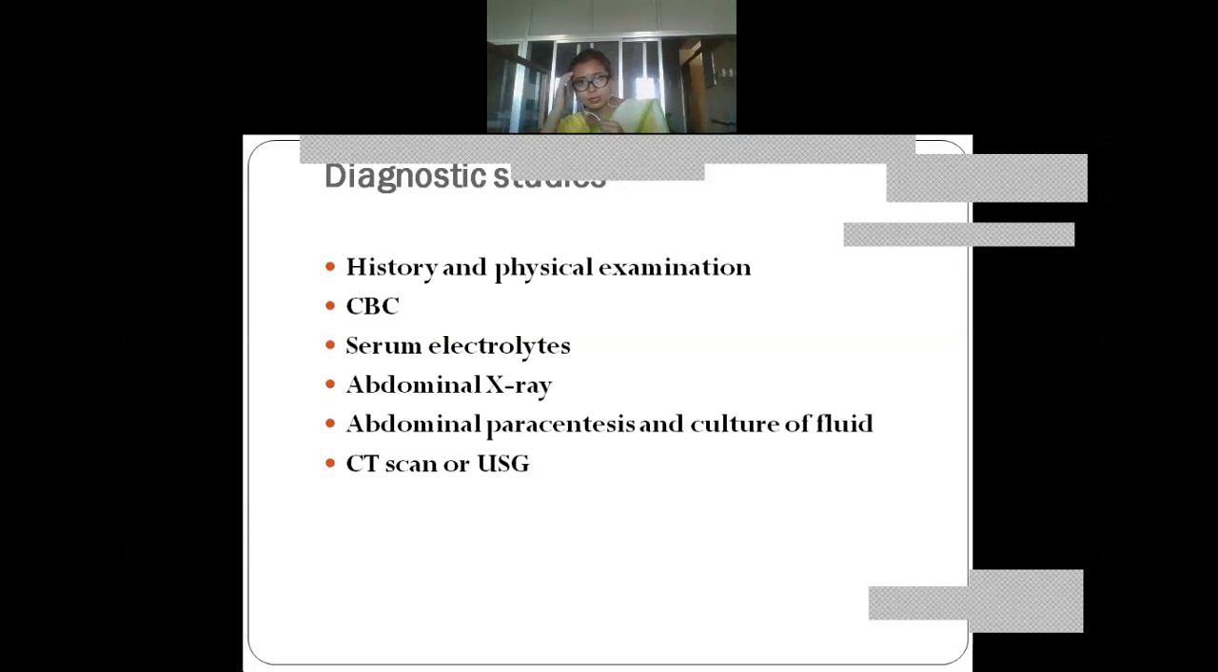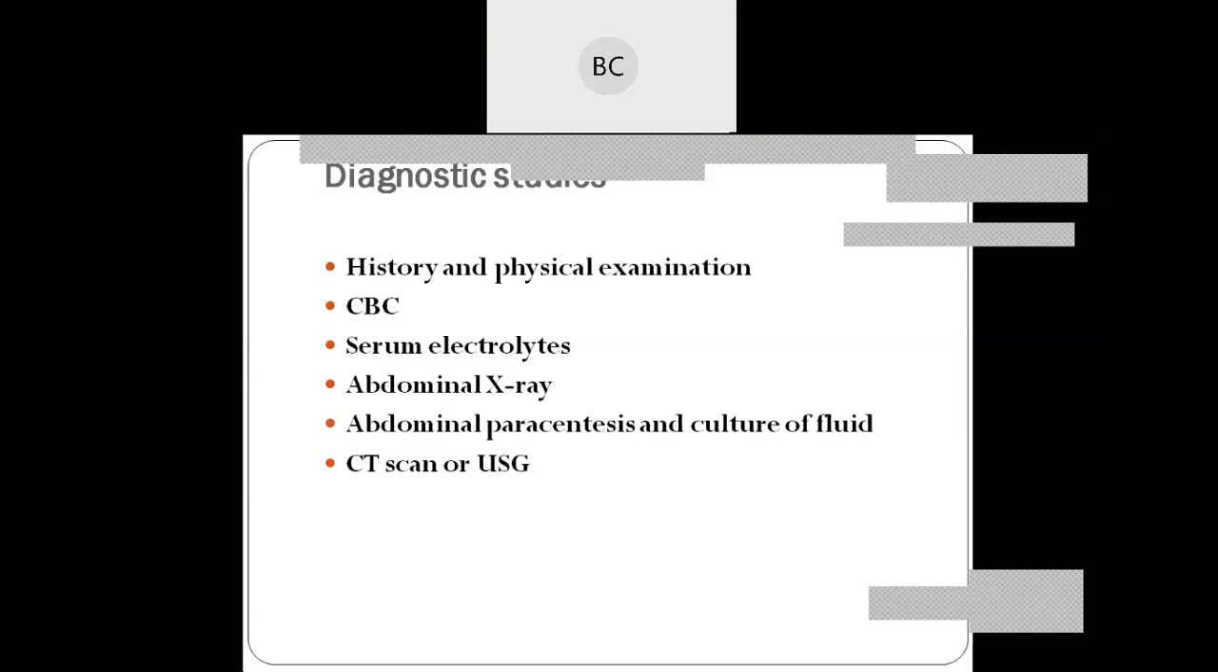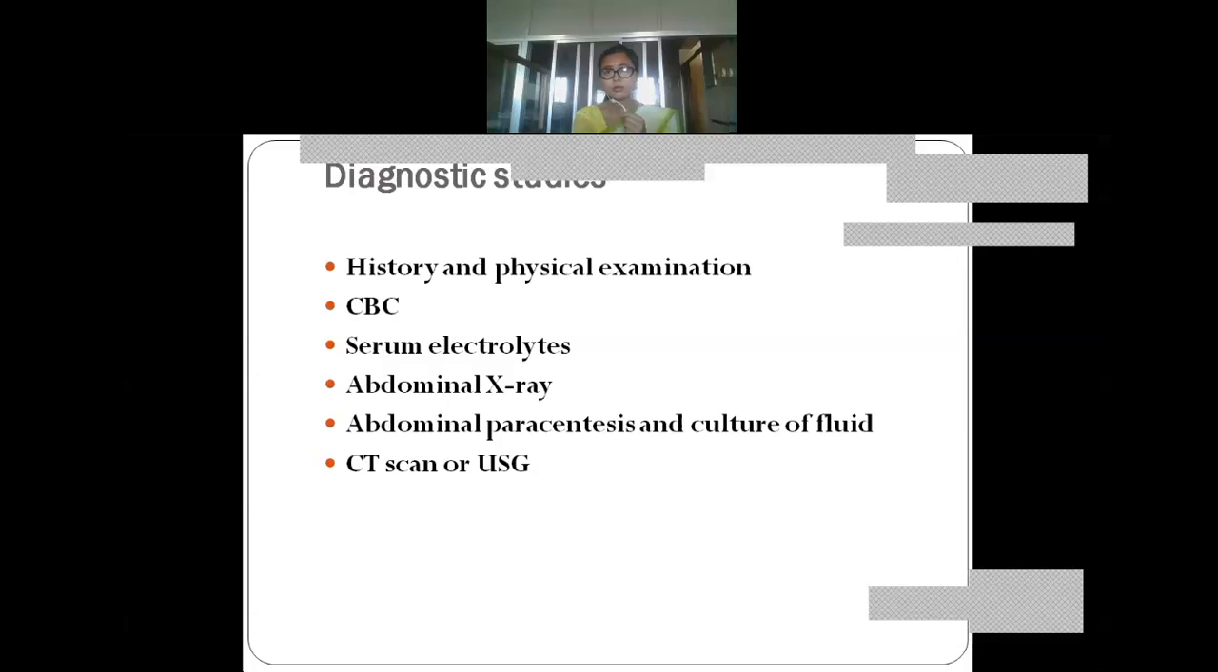And diagnostic studies include history and physical examination, and then complete blood... Ma'am, can you repeat that rebound tenderness?